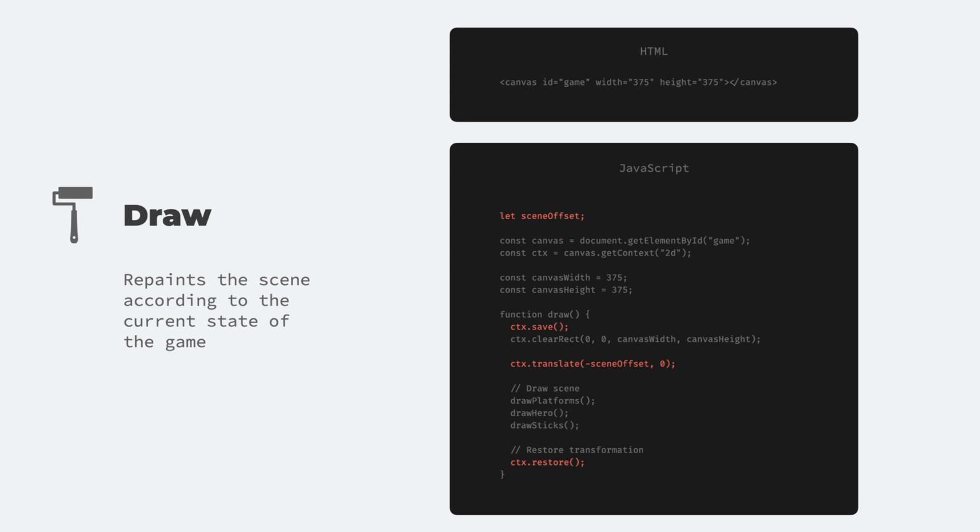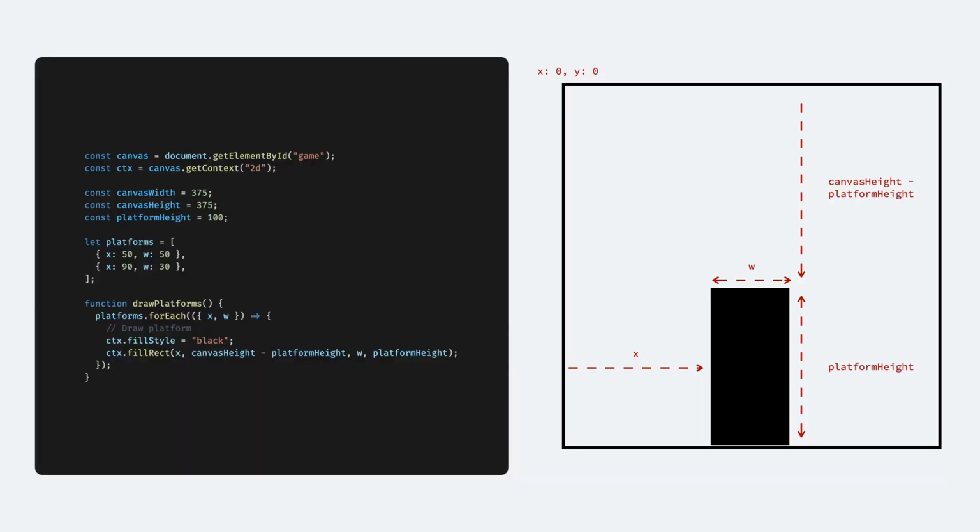So that was just the framing, but we haven't painted anything yet. Let's start with a simple one, drawing platforms. The metadata of a platform is stored in a platform array. It contains the position of a platform and its width. We can iterate over this array and fill a rectangle by setting the starting position and the width and the height of the platform. Note that the y-coordinate is upside down. It's growing from top to bottom.